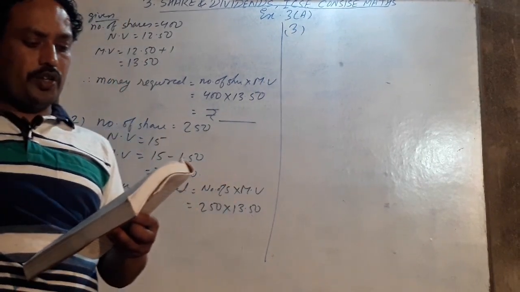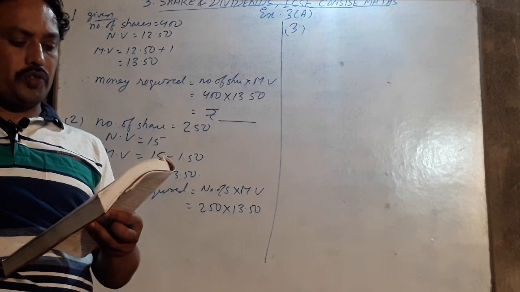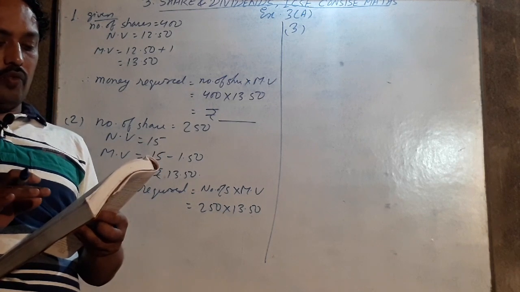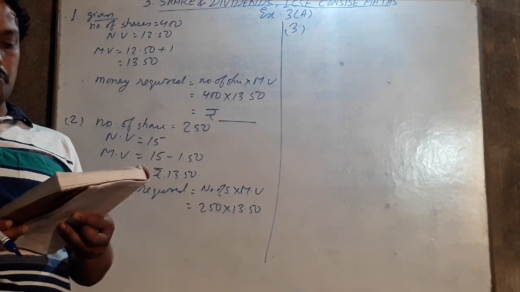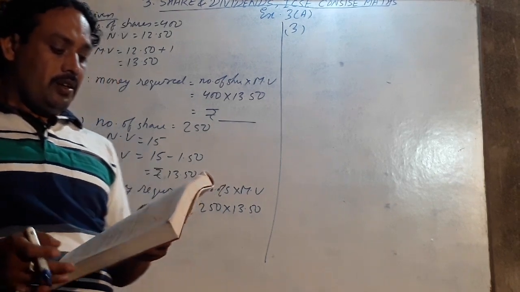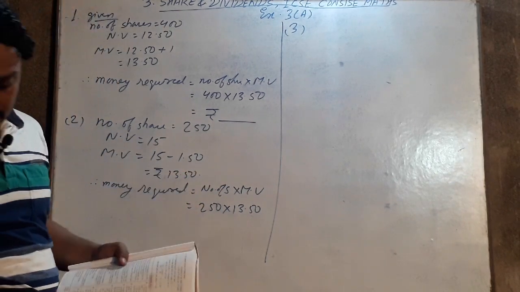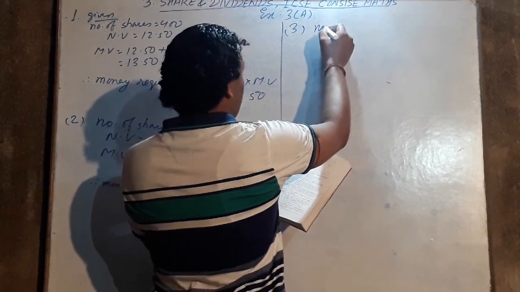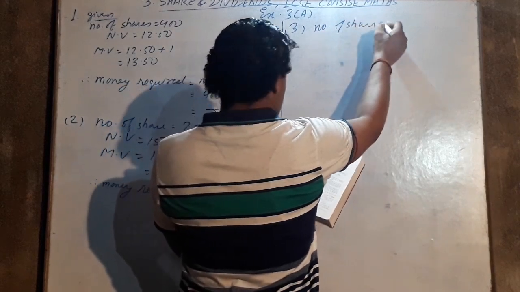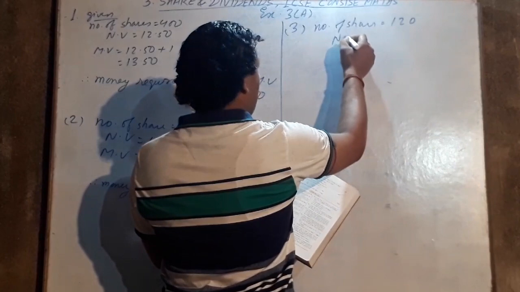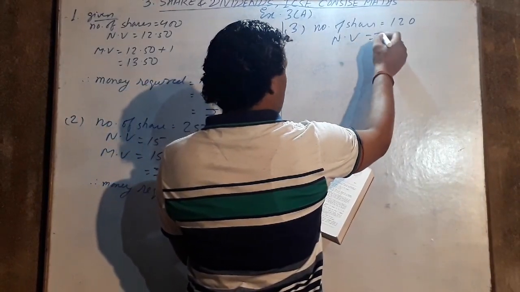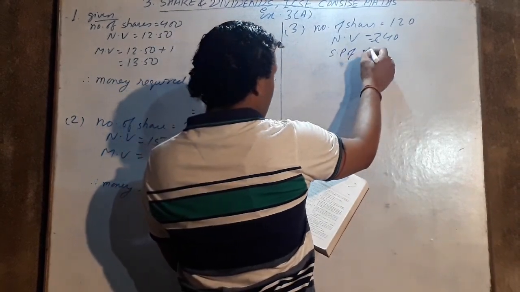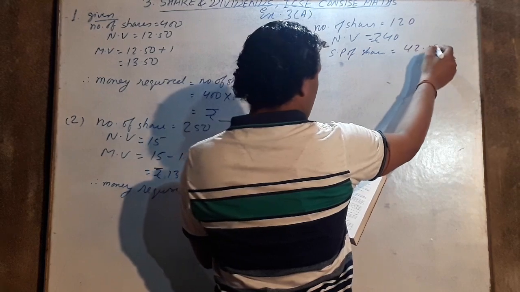A person buys 120 shares at a nominal value of rupees 40 each, which he sells at 42.50 each. Find his profit and profit percent. Means in this question we have to find profit and profit percent. Number of shares is equal to 120, nominal value is equal to rupees 40, selling price of share is equal to 42.50.